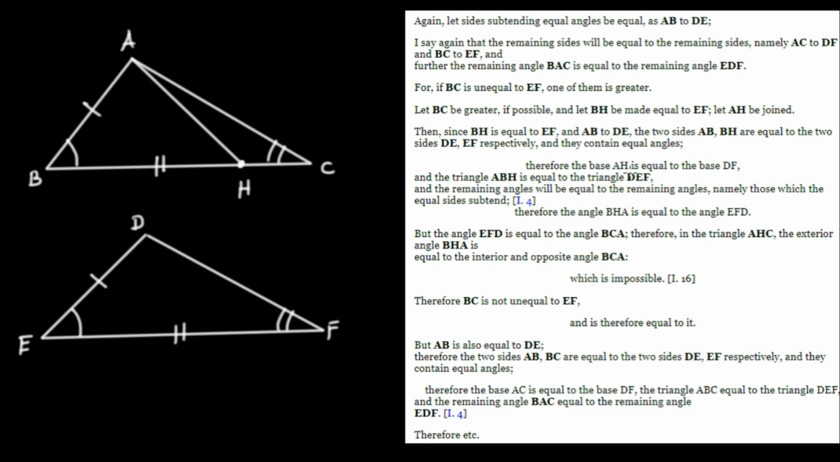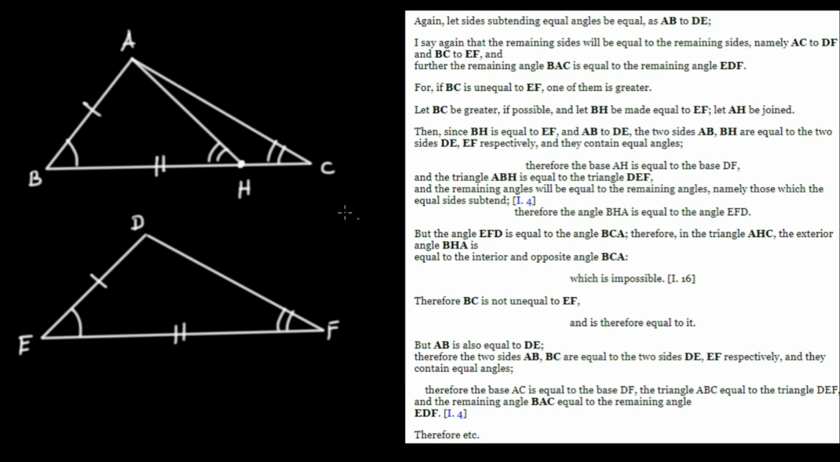Therefore, the base AH is equal to the base DF. And the triangle ABH is equal to the triangle DEF. And the remaining angles will be equal to the remaining angles, namely those which the equal sides subtend. Another usage of proposition 4, side angle side. Now the key inference: therefore the angle BHA, that's this angle right here, is equal to the angle EFD. EFD is this one over here. This angle and this angle are therefore the same by proposition 4.